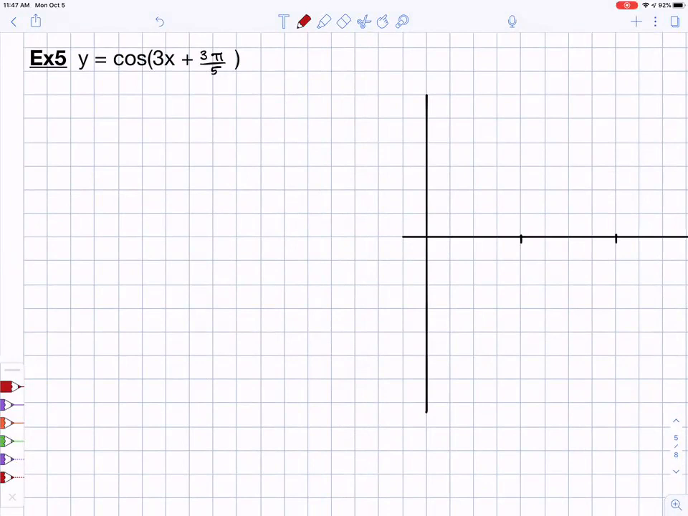What's my amplitude? Well, my amplitude is 1. Okay, how will I find the period? 2 pi over b. In this case, that's going to be 2 pi over 3, okay? Oh, there's a problem. This doesn't look like my standard equation. Go back to your standard equation. How does this look different from the standard equation?